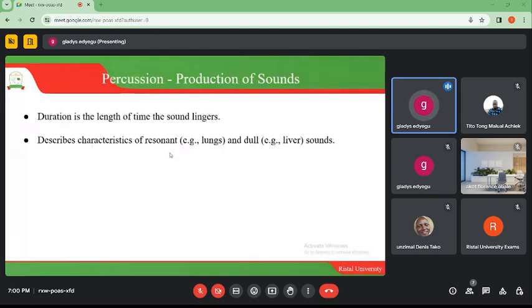So each part of our bodies has different sounds. When you see that the sound for the lungs is supposed to be resonant, but it is dull, then there might be either fluids in the lungs or consolidation of the lungs, and you have to go ahead to investigate and find out what is happening in your patient's lungs.